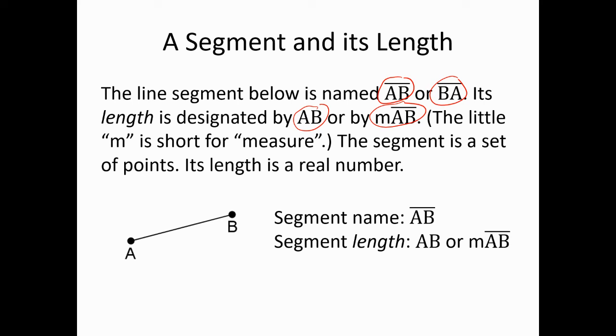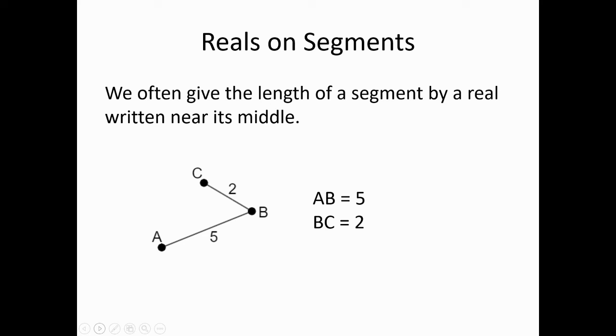And then the segment length, designated as simply AB, nothing on top, or M segment AB, is a number. They're both mathematical objects, I suppose, but they're different kinds of mathematical objects, and the number is associated with the geometrical object and gives its length. As for diagrams, how we indicate the length of a segment on a diagram, we just put it right in there, very often near the middle of a segment.